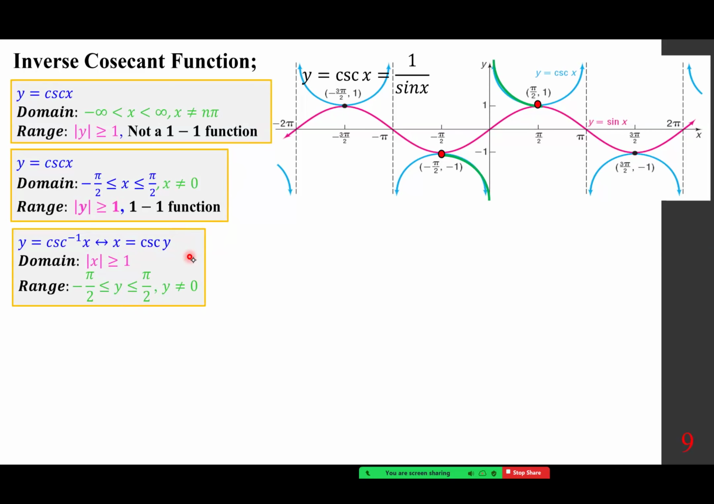So let's look at those 2 points. This has coordinates pi over 2, 1. This has coordinates negative pi over 2, negative 1. And the vertical asymptote is the y-axis. The y-axis has the equation x equals 0. So this becomes 1, pi over 2. This becomes negative 1, negative pi over 2. VA becomes HA, y equals 0. Okay. So we see the transition, I hope.